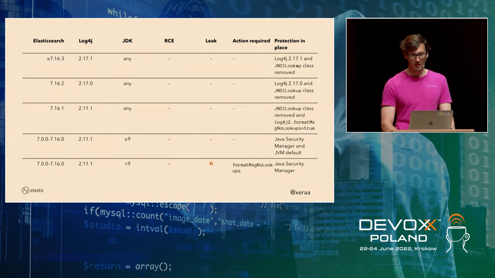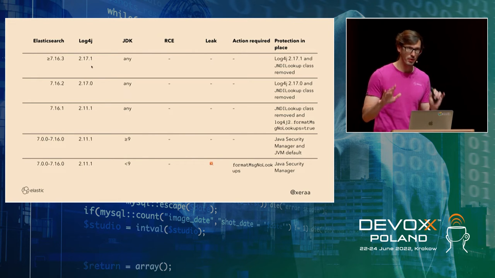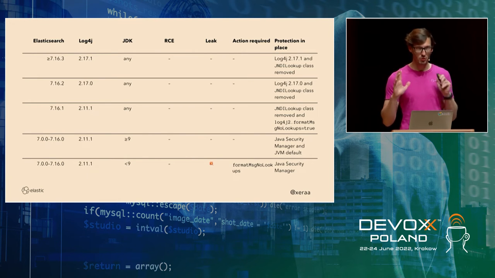And once 2.17.1 of Log4j came out, we added that as well. And since then, everything should be officially closed and no scanners should be screaming anymore. But basically, we did 1, 2, 3 security updates because of Log4Shell, which was not so much fun, but it had to be done.